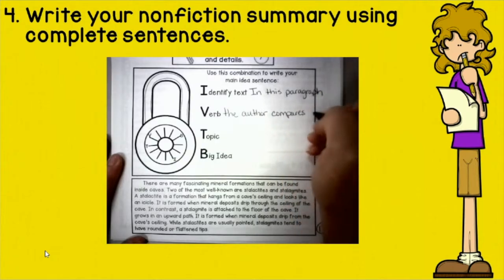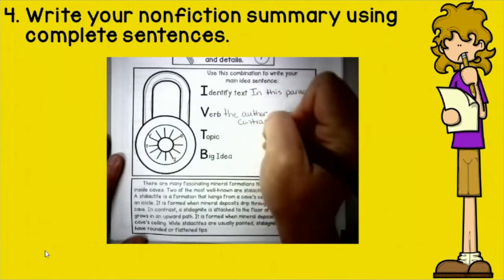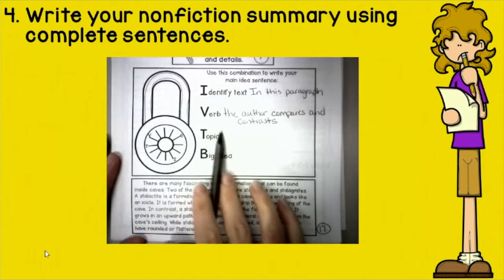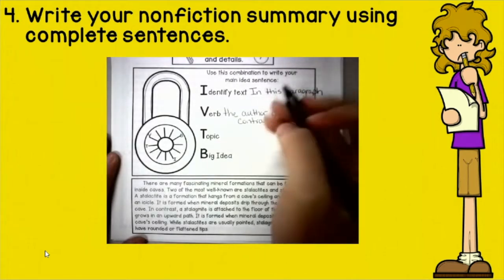compares and contrasts what? Here's that big what question we keep talking about with your main idea. What is it they're comparing and contrasting? Can you find it? What's the main subject? I see it right here. Stalactites and stalagmites. So let's jot that down.